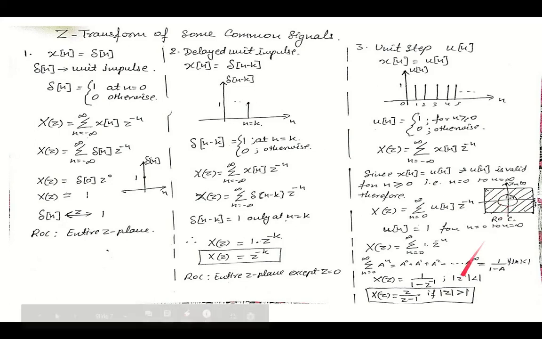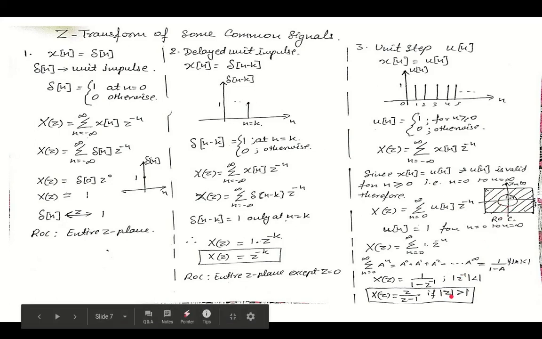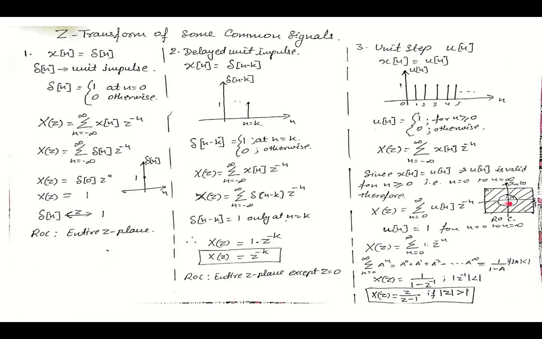So here this mod z value is greater than 1, and we have this unit circle. Outside this unit circle we are having this ROC. As in the properties of ROC of Z transform, we have seen that for a causal signal the ROC is the entire plane outside the circle. So outside the circle I have this shaded part, and this is resembling my ROC.